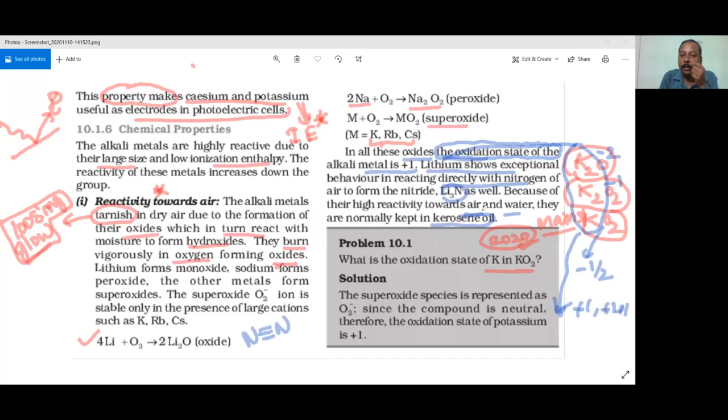Why are they stored under kerosene, because of the high reactivity towards air? When kept in open air, first they will form oxide, and after some time they will form hydroxide. We will feel that we have kept the alkali metal stored, but after some time you will not get the alkali metal. You will get oxide or hydroxide. So this is about this page. I think it is clear to all of you. Now let's go to the next section.